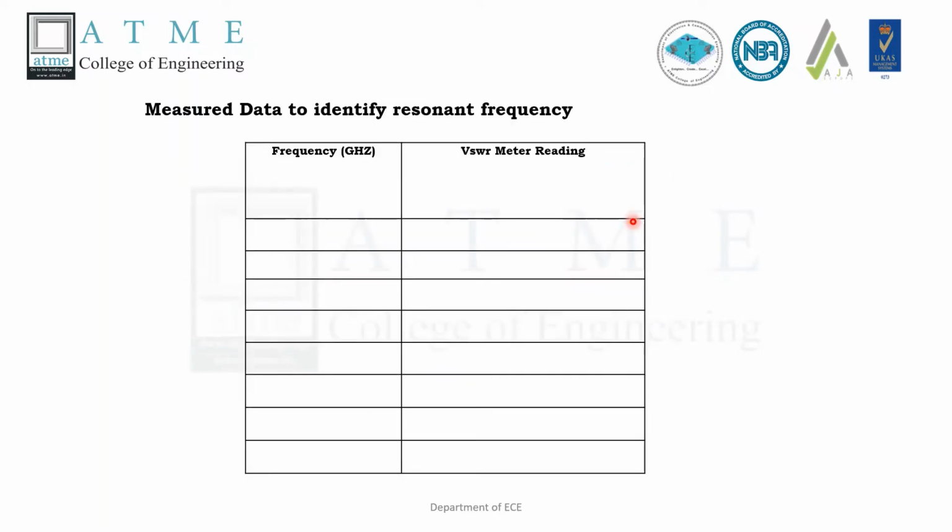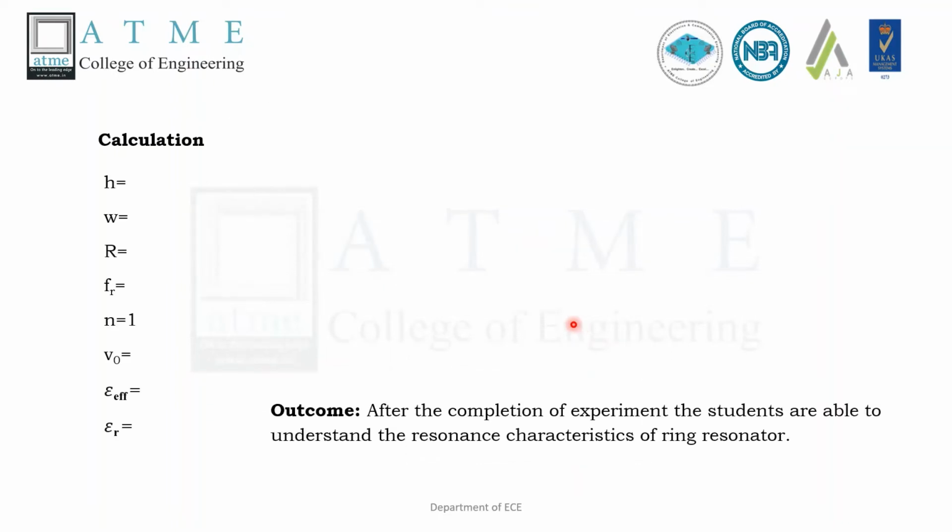This is the tabular column to note down the measured data to identify the resonant frequency. The frequency ranges from 2.2 to 3 gigahertz. For 2.2 to 3 gigahertz, note down the corresponding VSWR meter reading and calculate h, w, r, fr for n equal to 1, v naught, epsilon effective and epsilon r. The outcome of the experiment is that, after completing this experiment, students are able to understand the resonant characteristics of the ring resonator. Now, let us move on to the demo part.